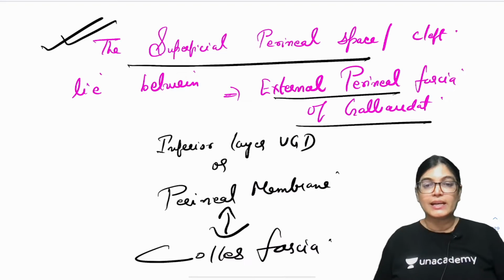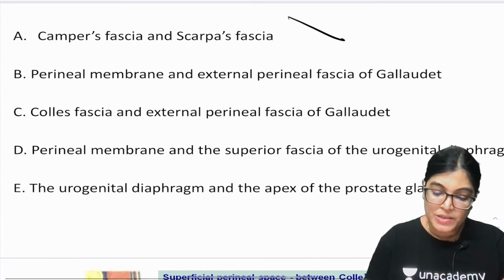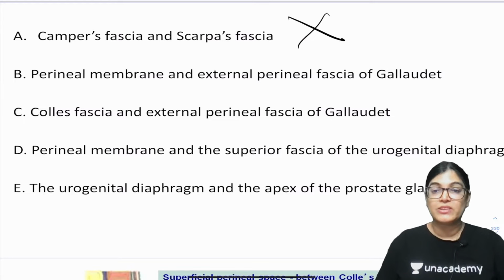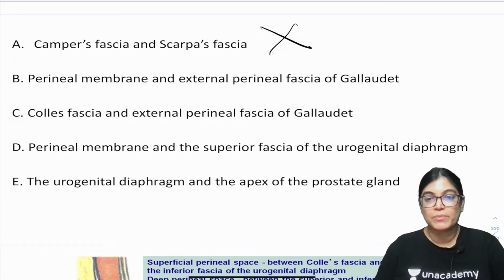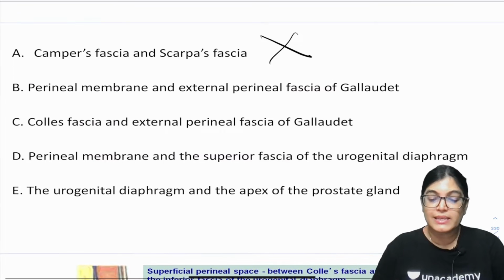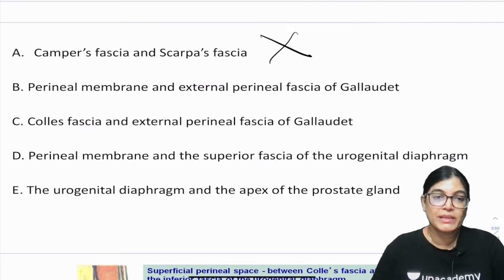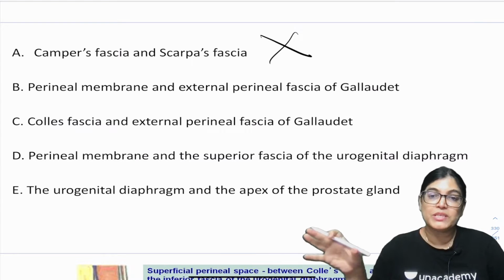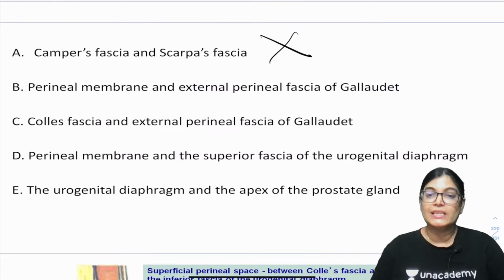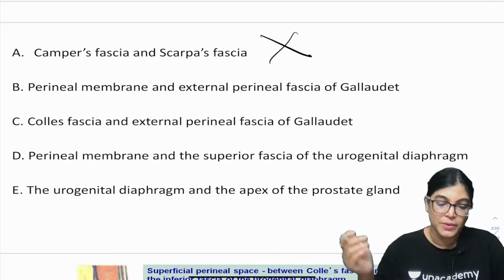So this is exactly the correct answer. Now coming to the other options, Camper's fascia and Scarpa's fascia can't be the correct answer, because these are the fascias of the abdominal wall. Camper's is the fatty and Scarpa's is the membranous layer. You can find the two layers in the lower part of the abdominal wall. Scarpa's fascia goes lower down in the perineal region towards the penis, where it forms Buck's fascia. In the perineal region it forms Colles fascia.